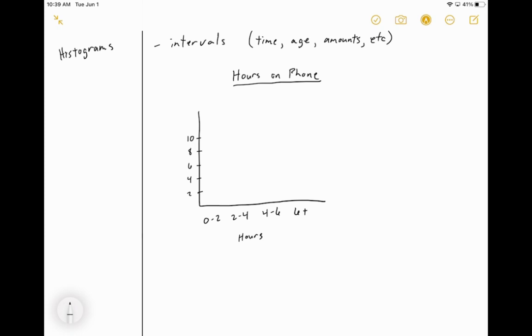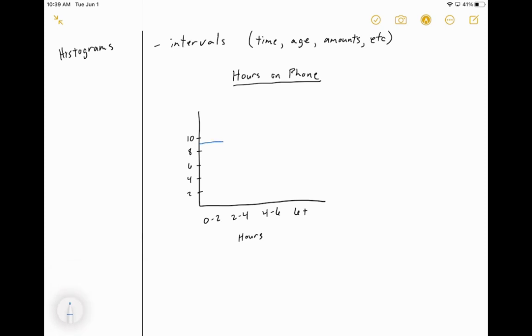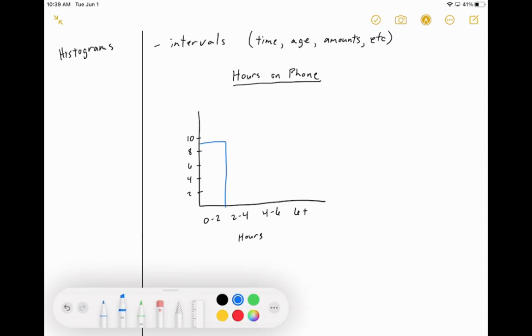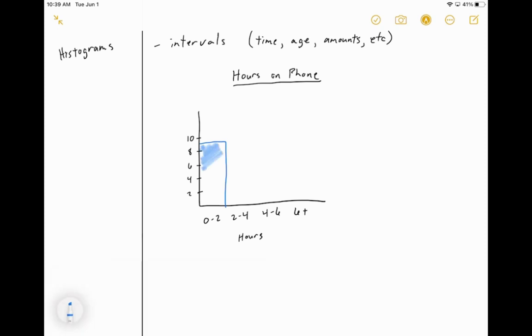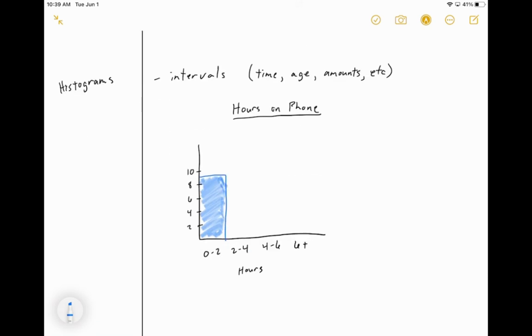So I'm going to go up here to 9, and I'm going to draw a nice big bar. All right, so from 0 to 2, we had 9 people who did that. Now, another big difference between a bar graph and a histogram is there are no spaces between the bars, between the columns. So from 2 to 4, I had 8 people.